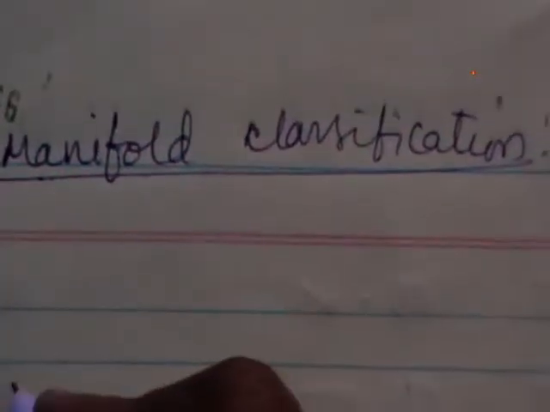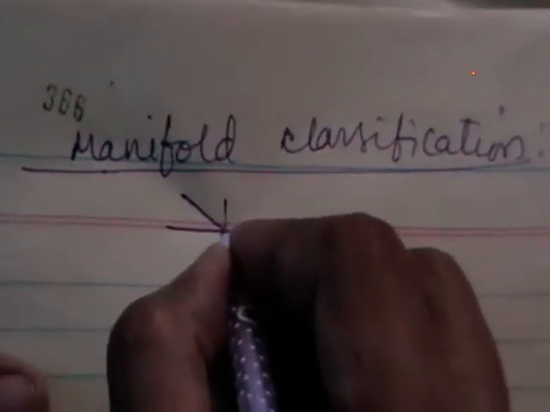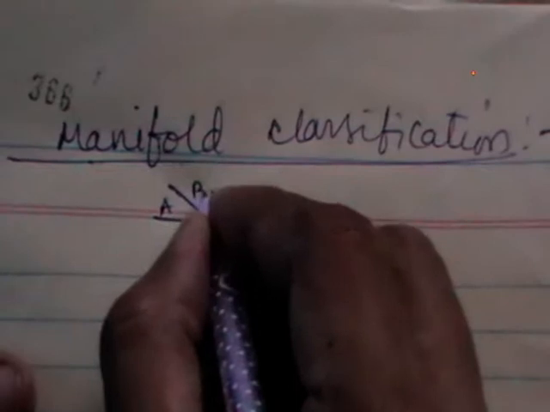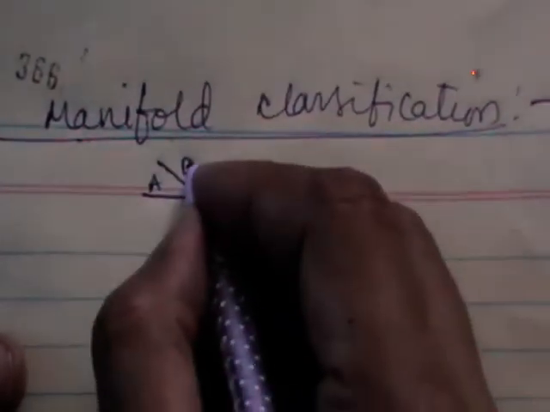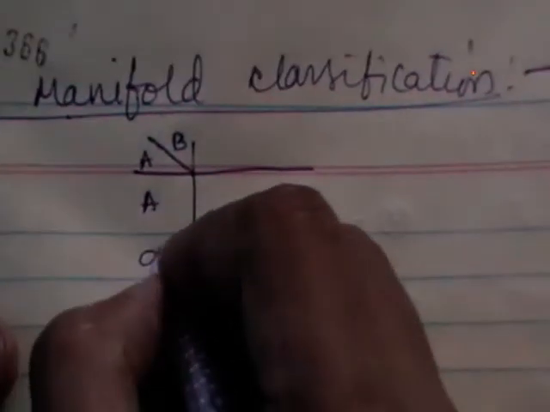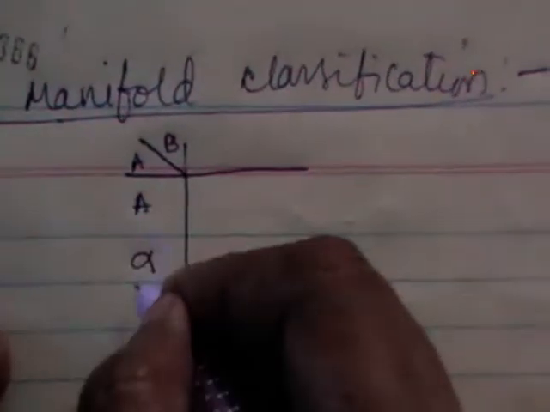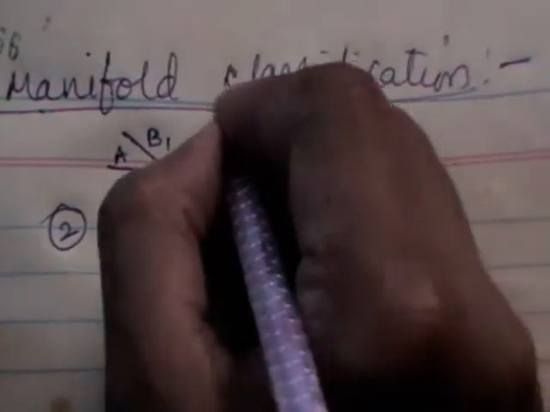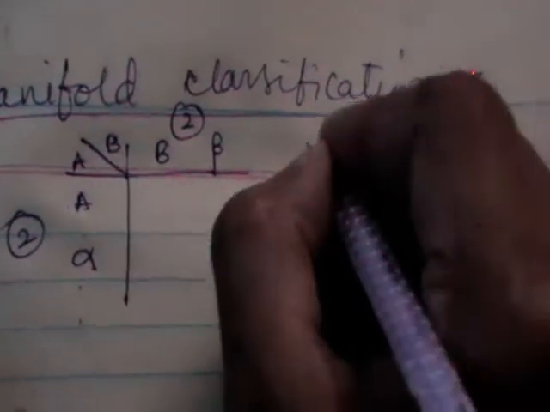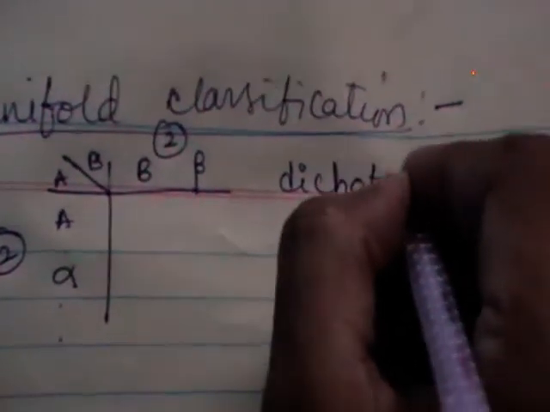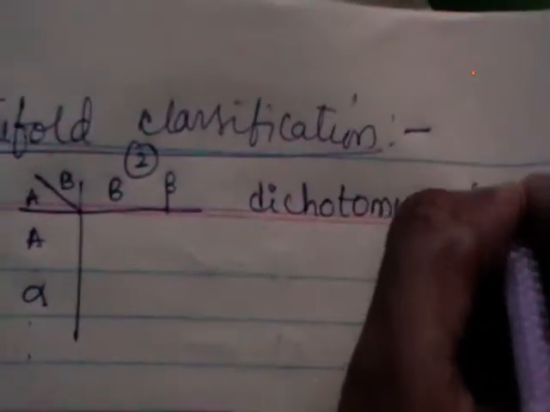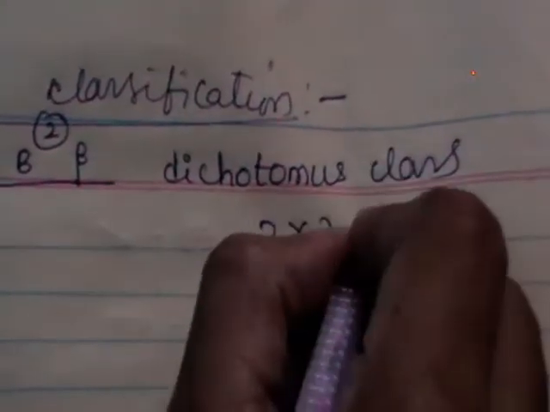Topic is manifold classification. In the previous sections we have discussed classification. Whenever we are classifying the data or population with respect to two attributes A, B, with each assuming only two classes, A has one positive class and one negative class. The number of classes here is 2, and with respect to B also we have two classes. We call this a dichotomous population or dichotomous classification, or simply 2 by 2.